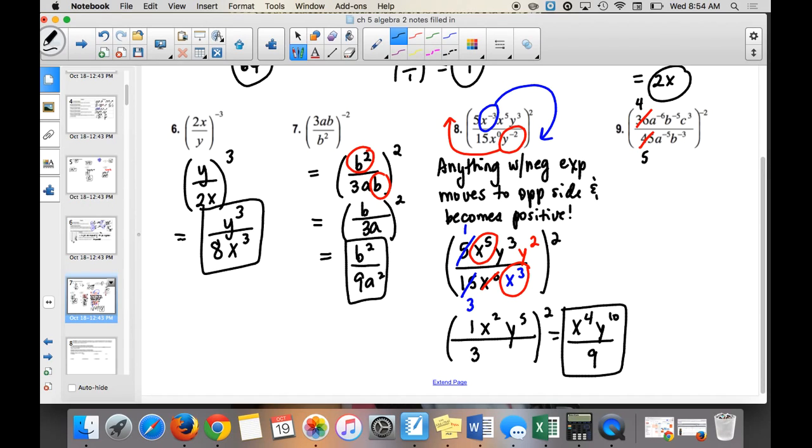Maybe I should move things first. All right, so now we're going to move. So the a to the -6, the b to the -5, the a to the -5, and the b to the -3 are all going to move. There's a lot of movement going on in this one.